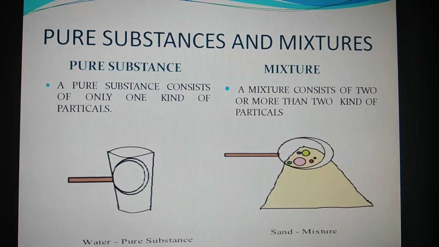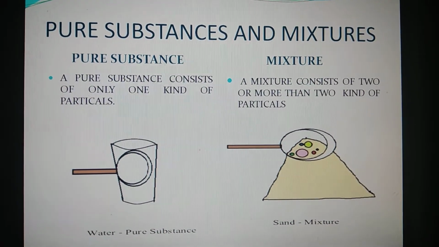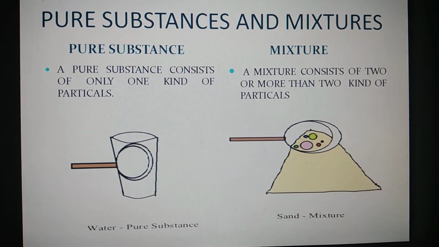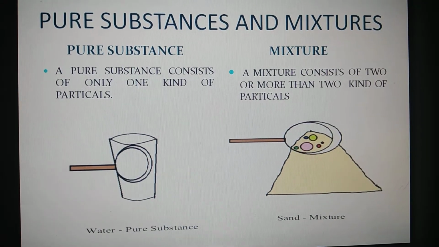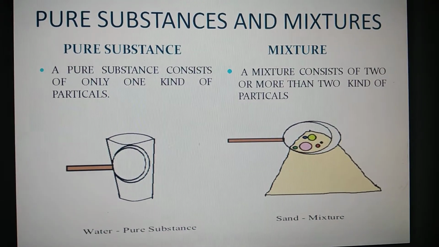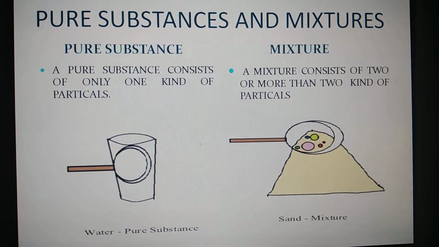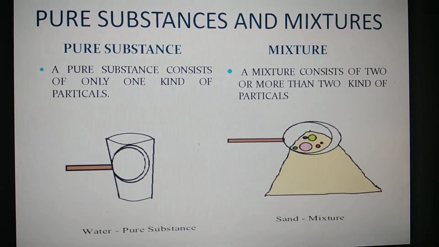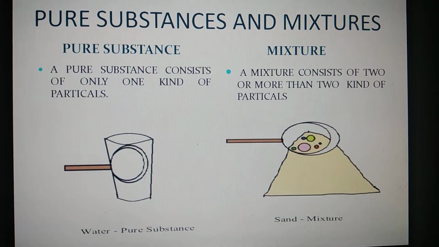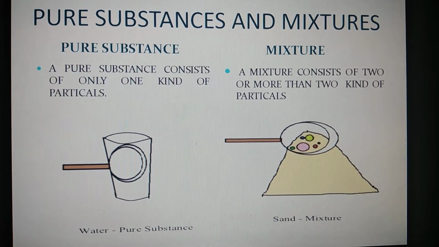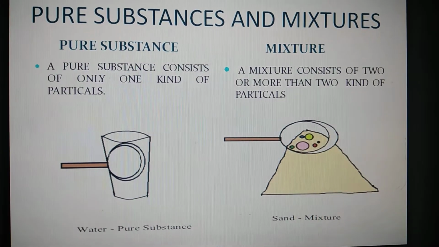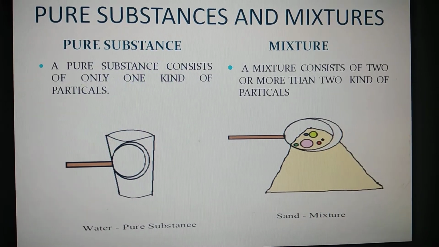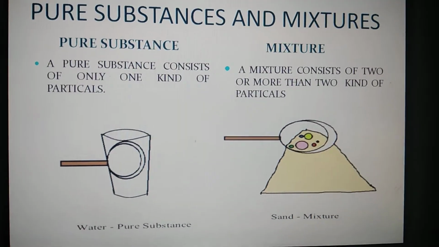Now, there are two types of substances. One is pure substance and the other is a mixture. Pure substances, students, are the substances which are made up of only one kind of particles. I have shown you one example of water. Water is a pure substance which is made up of two elements, hydrogen and oxygen, which means water is a compound. And on the other hand, sand is a mixture which is made up of two or more than two kinds of particles.